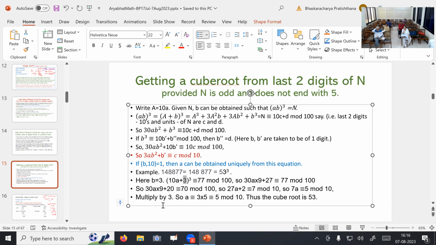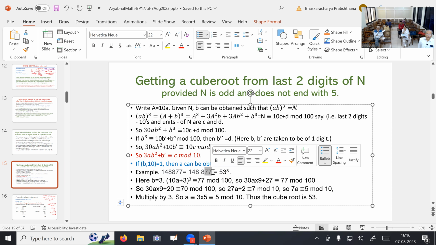Now if that is 3, then the other digit is suppose A, then (10A plus 3) cube is congruent to the last 2 digits of the cube, which are 77. So we get this congruence equation, and then you expand this cube and you can see what happens modulo 100. So 10 cube disappears and 100 also goes. So 30 into A into 3 square, that is 9, plus 27 is congruent to 77 modulo 100.